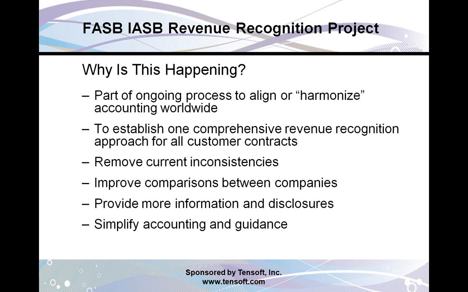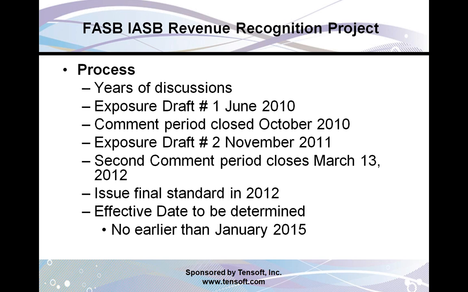The plan is to try and remove current inconsistencies in revenue where different companies report the same revenue transactions differently, thereby improving comparisons between companies, and also to enhance disclosures and provide more information and transparency about the company's revenue results. And one of the goals is to simplify accounting and guidance, although I think our experience is whenever new pronouncements come out, even with the best of intentions to simplify, things tend to get more complicated. And I think we'll see that happening as we go through some of the changes that will be present when this becomes accounting guidance. The process has been years of discussions, part of this grand concept to harmonize the world of accounting worldwide.